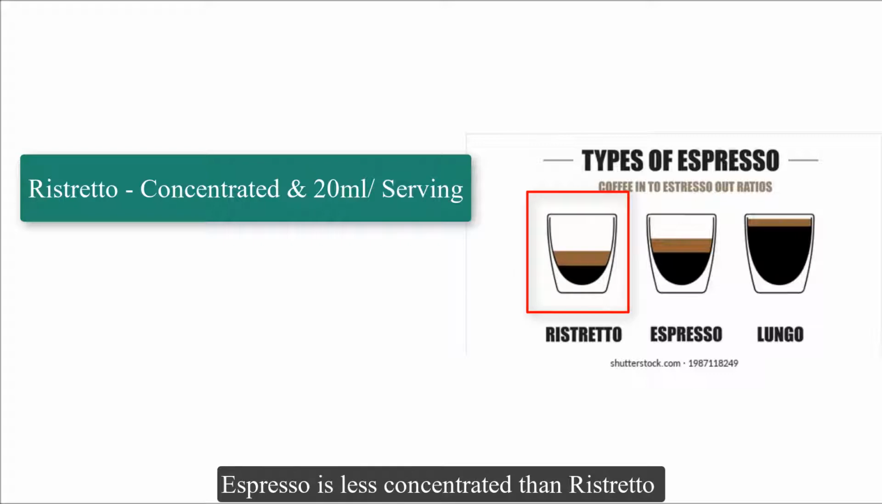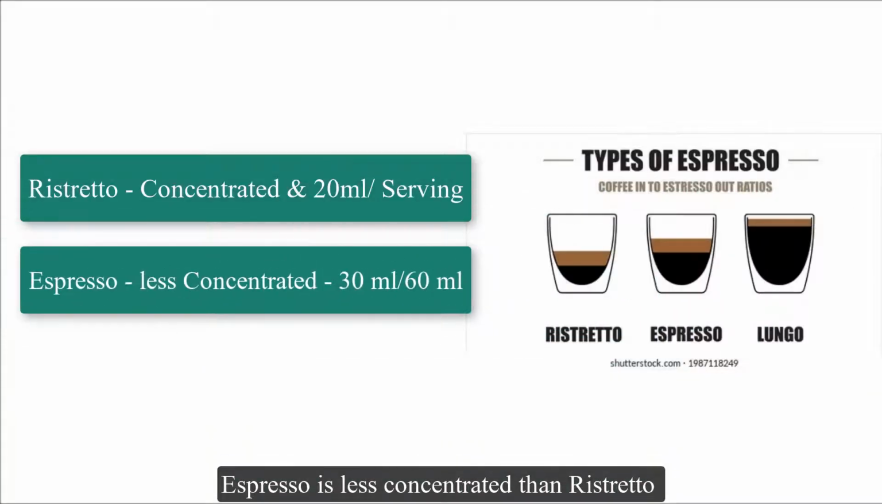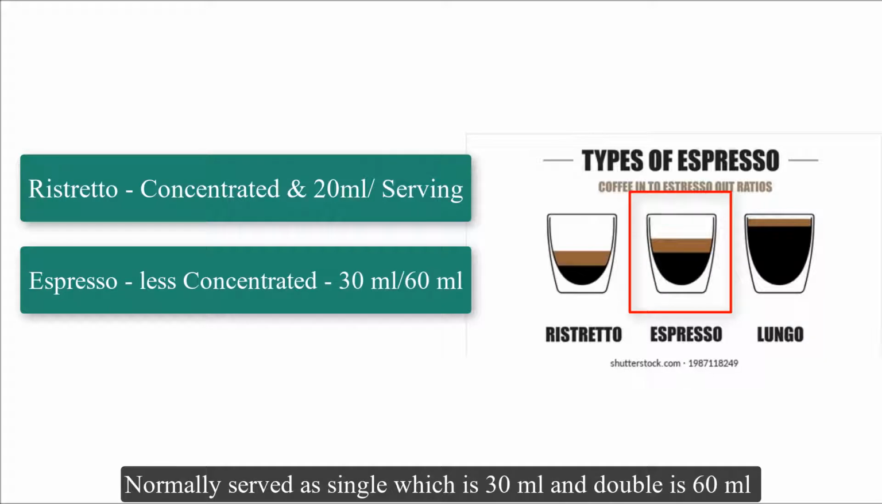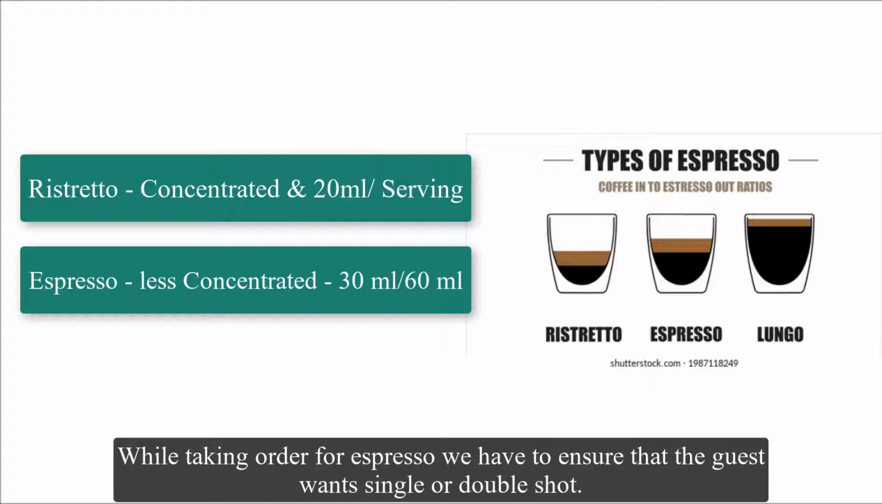The second one, espresso, is less concentrated than Ristretto. Normally served as single, which is 30 ml, and double, which is 60 ml. While taking an order for espresso, we have to ensure that the guest wants a single or double shot.